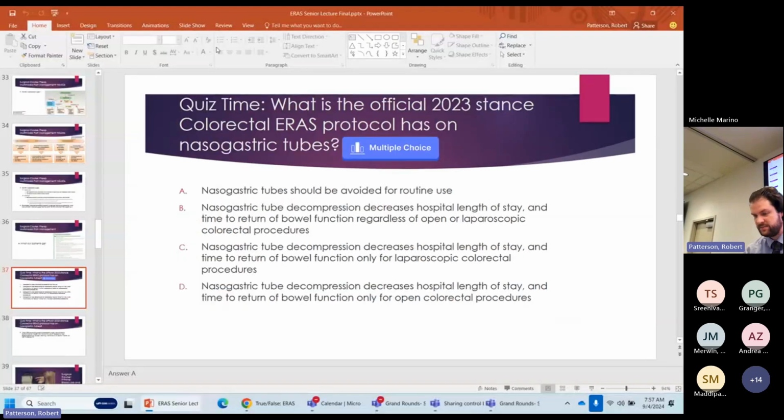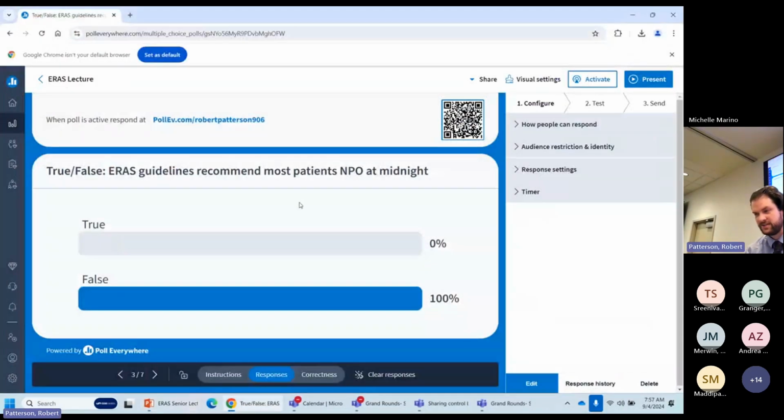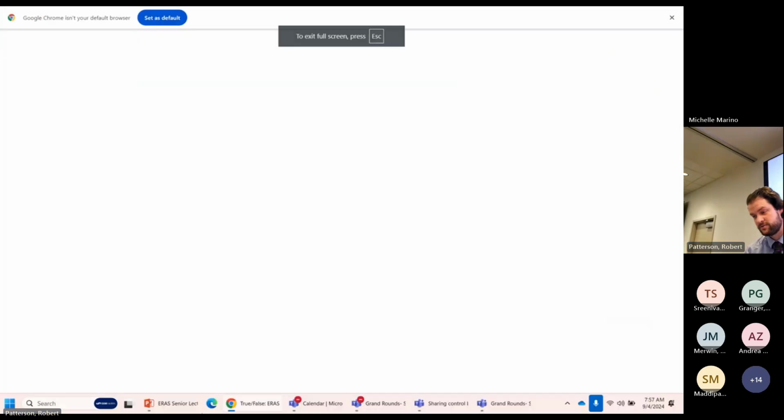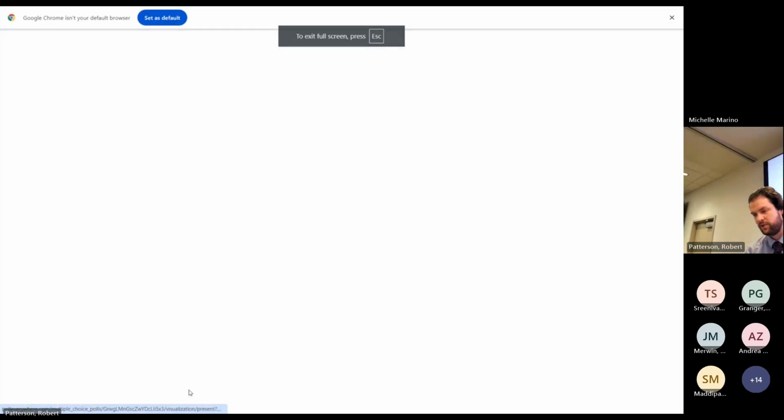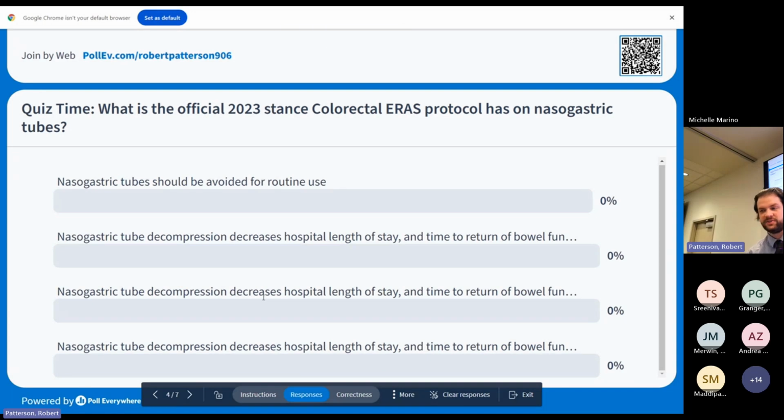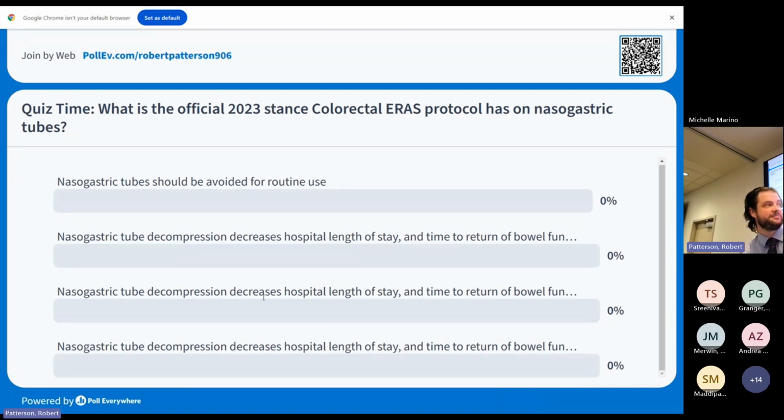All right, quiz time again. This one I think is the second hardest question. A little bit of a read too. I apologize about it. So what is the official 2023 stance the colorectal ERAS protocol has on nasogastric tubes?